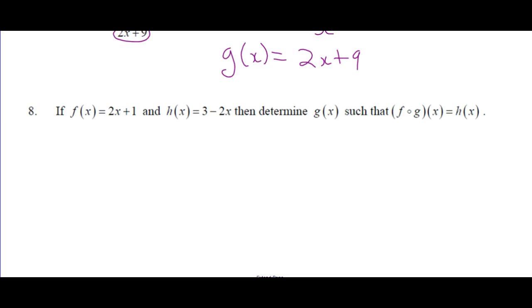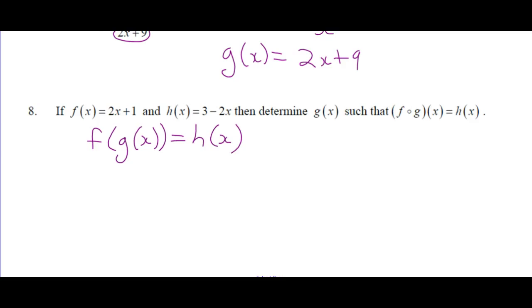If f of x is 2x plus 1 and h of x is 3 minus 2x, then determine g of x such that f of g of x is equal to h of x. Then you got to say, really? What are we doing here, right? Well, let's first do this. Let's just say what we want is this. F of g of x is equal to h of x.